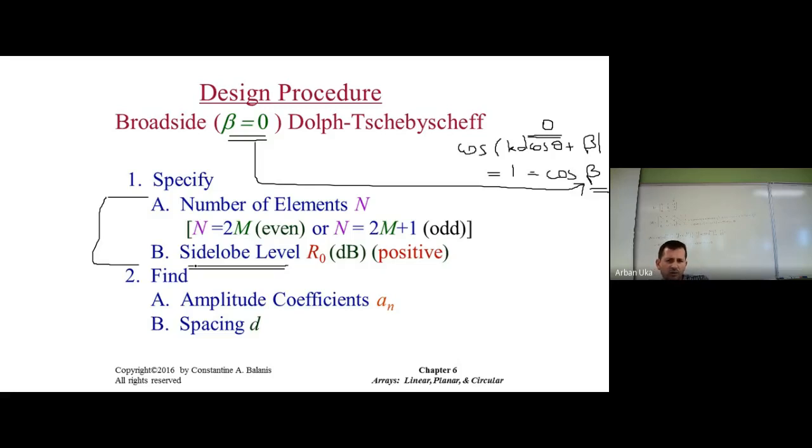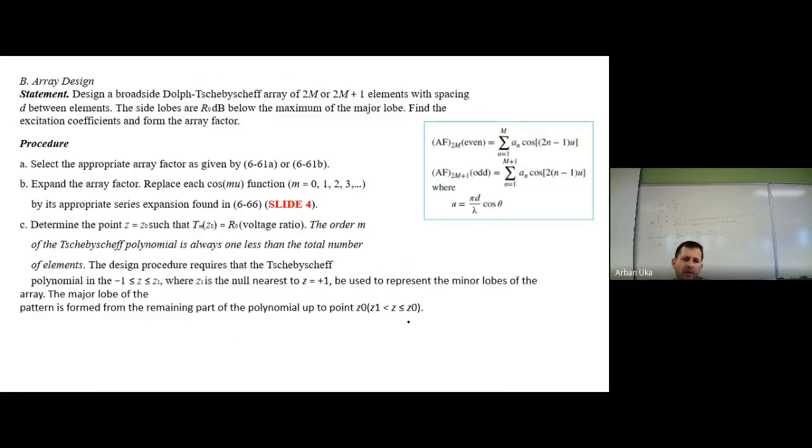And then if we are given these two components, we have to determine the amplitude coefficients and the d, which is the distance between any two elements. Now, array design, again: if you want to design a broadside Chebyshev array, it can have several elements. The side lobes have a ratio which is defined as R0 in decibels. And then the general expression for the array factors, that's how they look, which are these expressions around here.